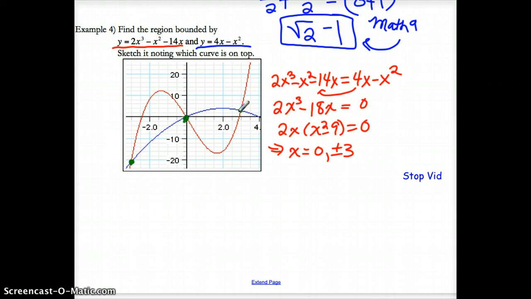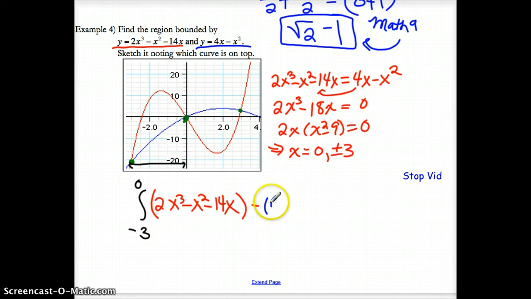So now what do I do? Well, I have to set up two different integrals. The first one, like I said, is from negative 3 to 0. And from -3 to 0, the red function is on top. And the red function is 2x cubed minus x squared minus 14x. And the blue function is the one on the bottom. And that one is 4x minus x squared. Okay? And that'll give me the area of this blue stuff right here.